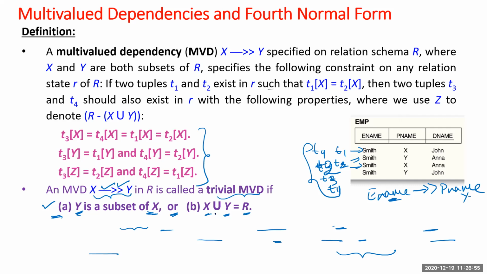Okay, at least can you say this X union Y is equal to R? What is X union Y? E name, P name is completely R? No, there is one more, D name. So this is not a trivial, good functional dependency. Okay.